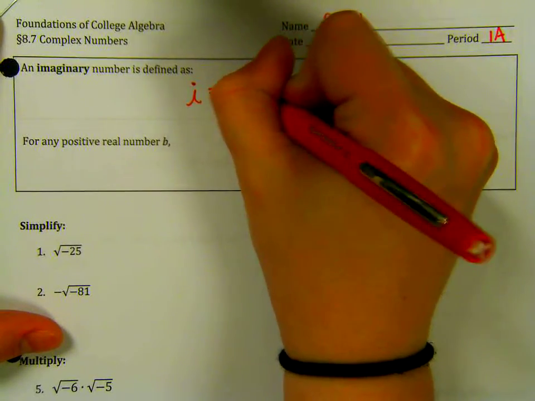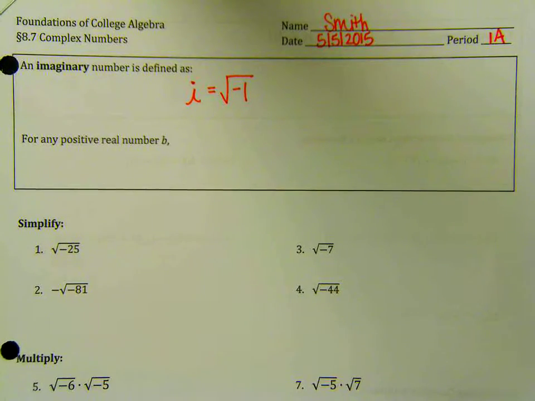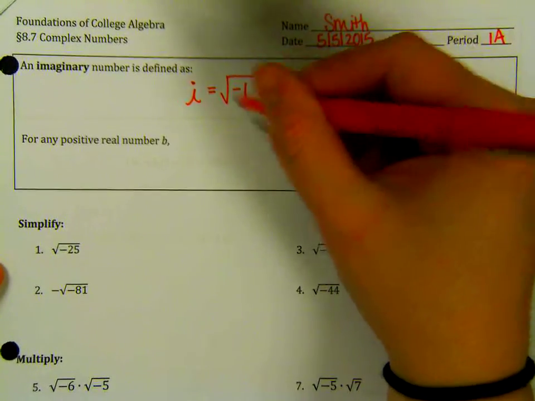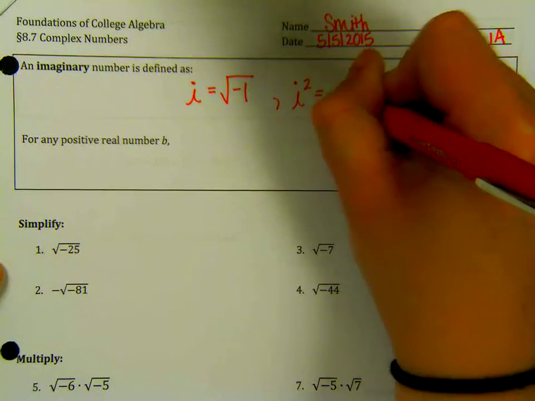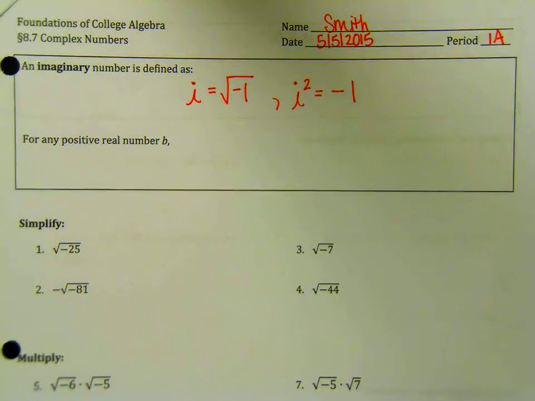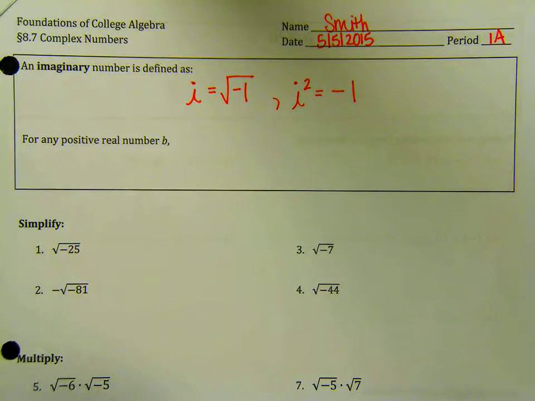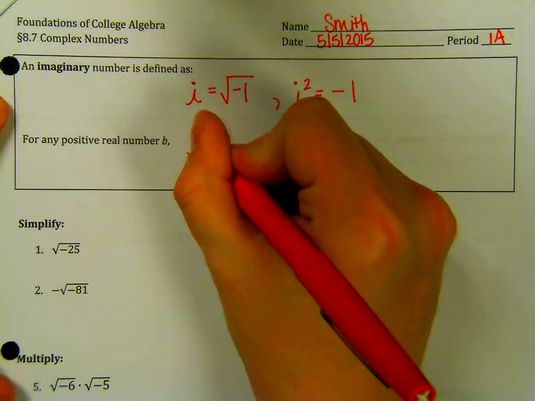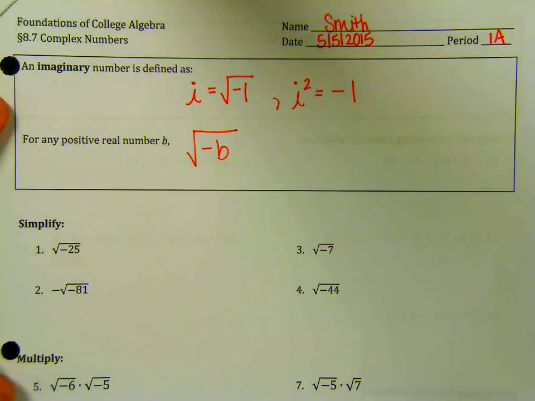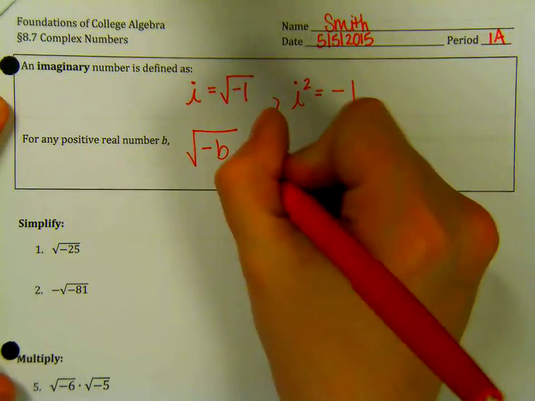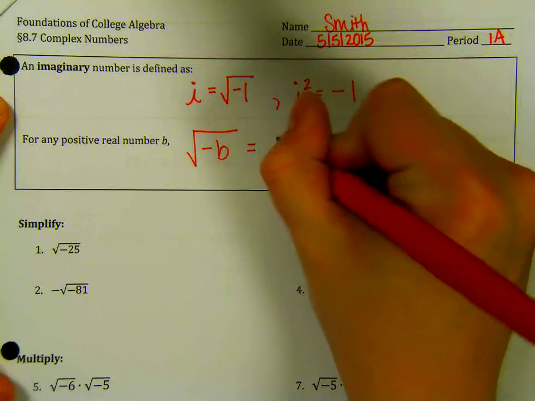Anytime you see a -1 underneath a radical, I'm going to replace it with an i. Because i is equal to the square root of -1, I can also say i squared is equal to just plain -1, because a radical times a radical, the radicals will cancel off and I'll just be left with what's underneath. So if I have a positive real number b, the square root of -b, doesn't matter what the b is, I can rewrite that as i root b, because I can take the negative out and make it an i, and then just keep the b underneath the radical.